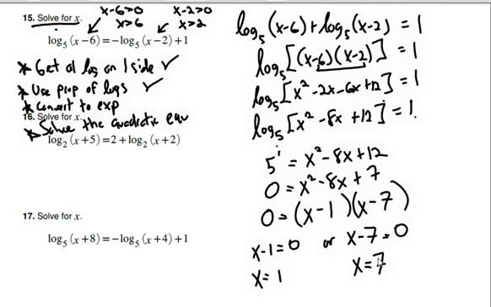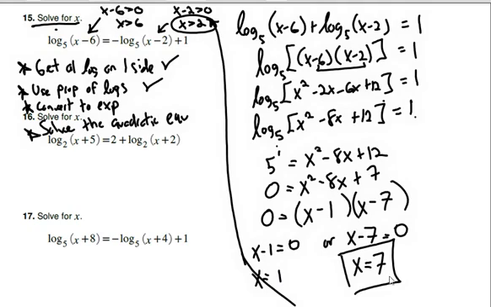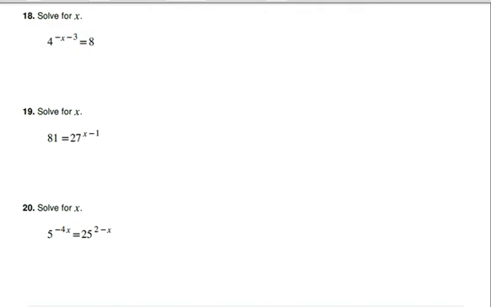x equals 1 or x equals 7. Okay? Now, if we go back up here, we say, aha, x has to be greater than 2. And this one, not greater than 2. But x equals 7 definitely fits both of those criteria. That's our official answer. Hooray.